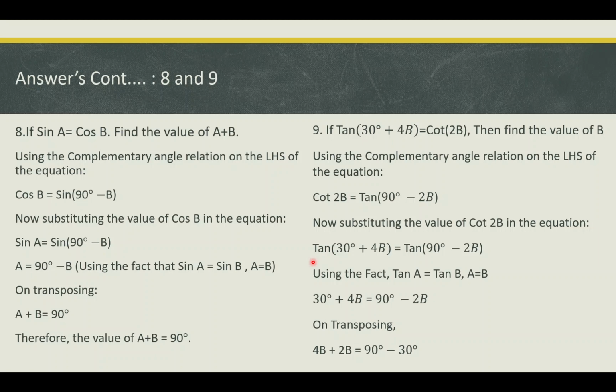Question number 9. Question number 9 is just like question number 8, but in this one you have to use the complementary angle on the other side, and then solve it like a linear equation. But I will not be dictating this question because it's just like that. You can pause the video for 5 to 10 seconds to cross check your answers.